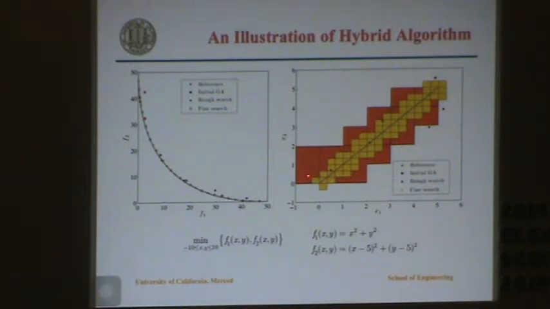So that's in the design space. In the objective space, for the Pareto front, you can see the hybrid method tends to generate very evenly spaced solutions. This is one of the goals in the optimization community. They always want to find evenly spaced solutions in the Pareto set, in the Pareto front. So the cell-mapping based method will naturally handle uniform solutions.